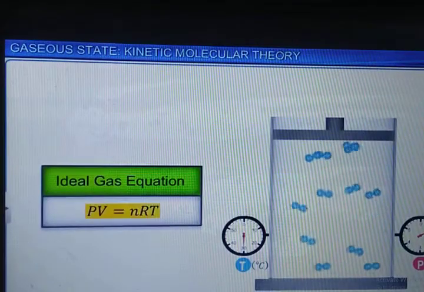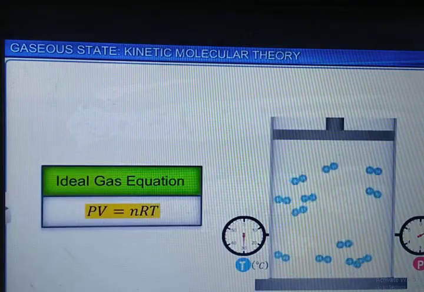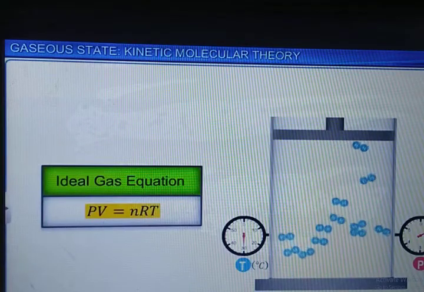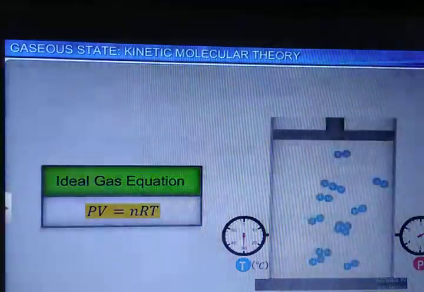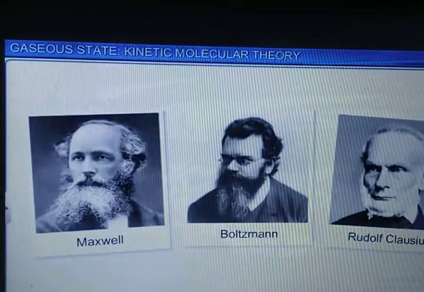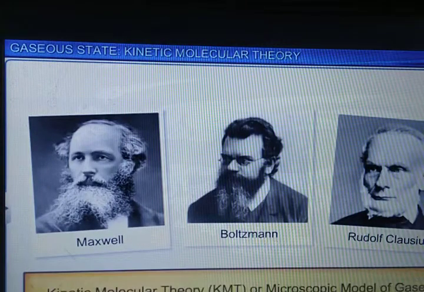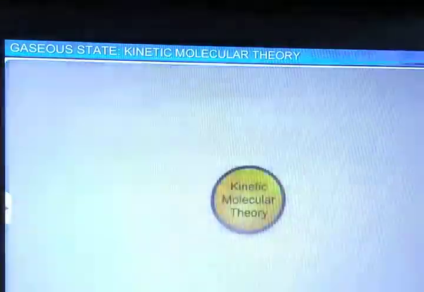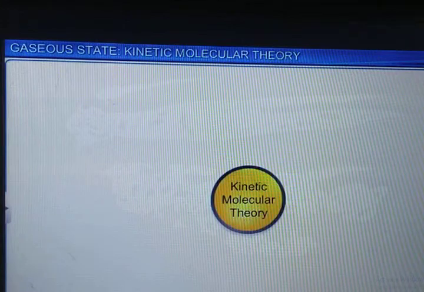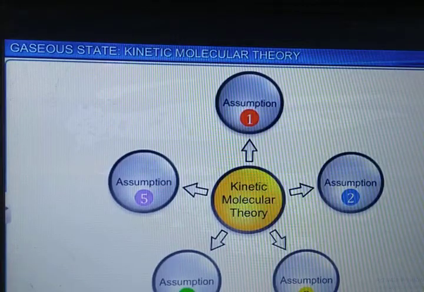But the ideal gas equation describes the behavior of gases based on experimental observations. To understand the behavior of gases at the molecular level, scientists developed a theoretical model called Kinetic Molecular Theory, KMT, or the microscopic model of gases. Kinetic molecular theory is a set of 5 assumptions that describes the behavior of molecules in a gas. Let's discuss the assumptions and how they are justified in detail.